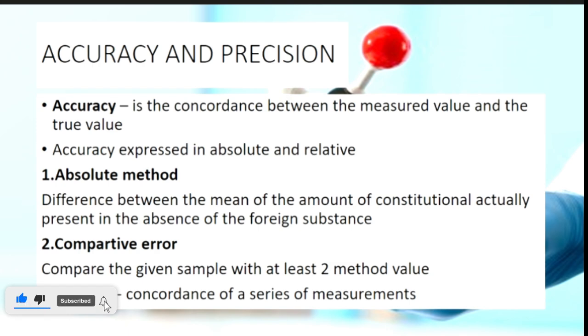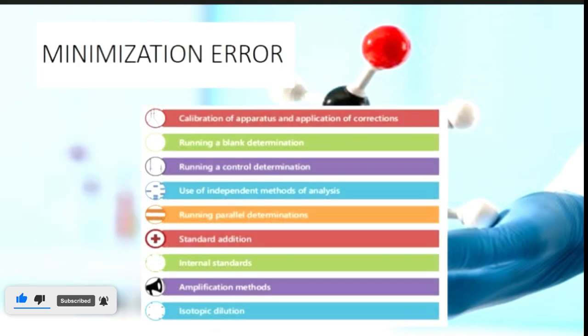So next one is precision. Precision means a concordant series having the same quantity. This precision expresses the correctness of the accuracy. By doing the concordant value, we get a value. If that value is the same, we call it precision. It may be different in accuracy but the same in precision. So next one is how to minimize the error.